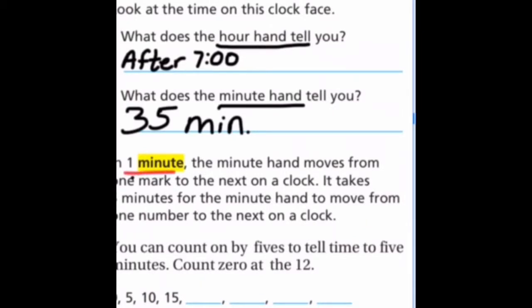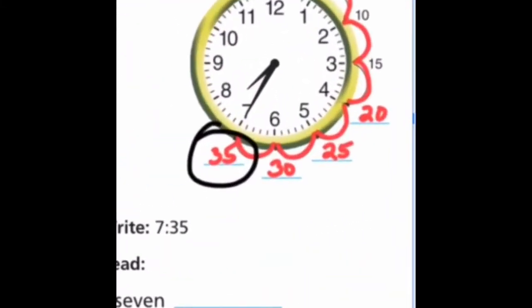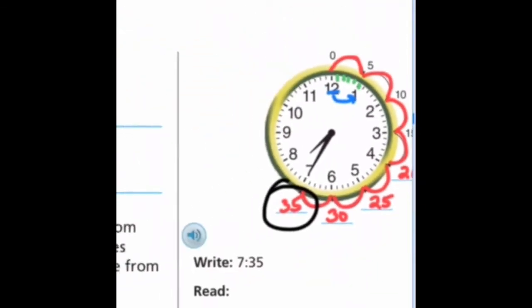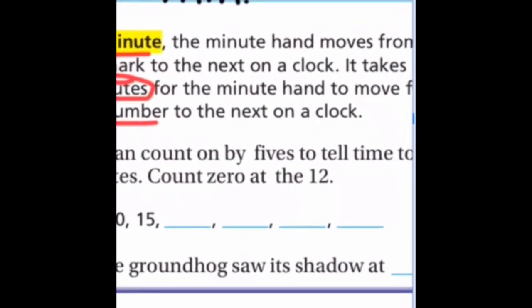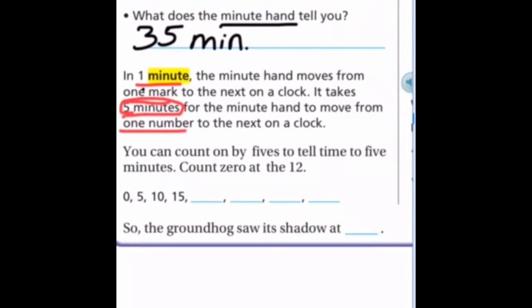Okay, so in 1 minute, and this is what I kind of already explained here, but it says in 1 minute, the minute hand moves from one mark to the next on a clock. It takes 5 minutes for the minute hand to move from one number to the next number. Okay, so the minute hand is moving from mark to mark every minute. Boom, boom, boom, boom. And then it takes 5 minutes to move from one number to the next. Minutes, right?